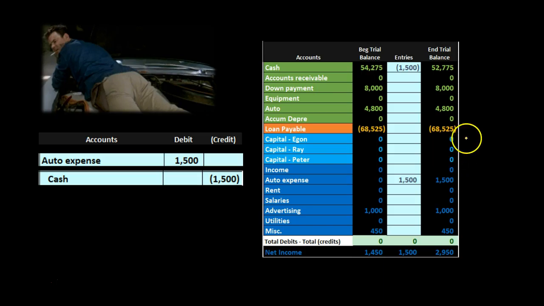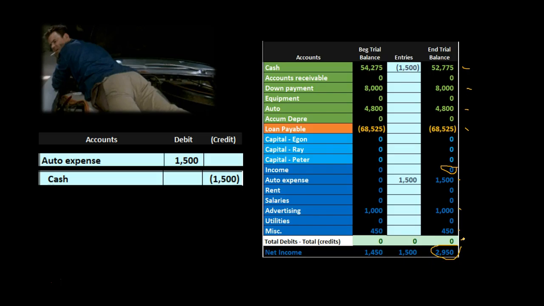If we pulled over the other numbers, then this is what we have. We've got cash now, we've got the down payment, we've got the auto, we've got the loan on the books now. Now we've got the auto expense, we've got the advertising, we've got the miscellaneous expense, no income yet. Therefore, we have a net loss here. And of course, our debits equal our credits at this point.